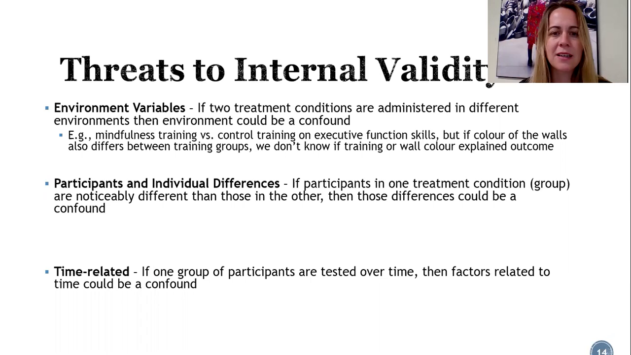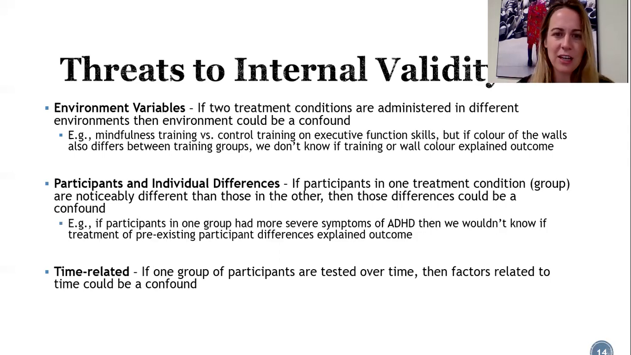To avoid this, we would want to make sure that the environment was the same in both of the conditions. The next possible threat to internal validity is about individual differences in the participants. If we had two groups of participants, our mindfulness training group and our control study group, and features of those participants were noticeably different between the two groups, then it could be those differences that explained their difference in executive function skills and not the training per se.